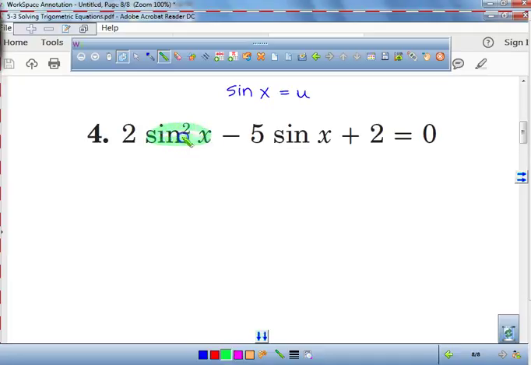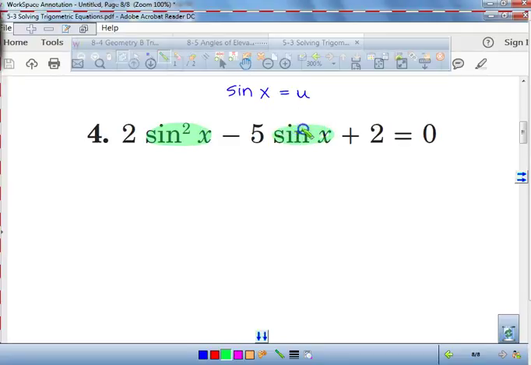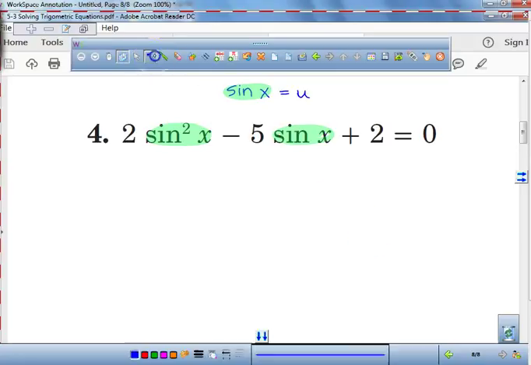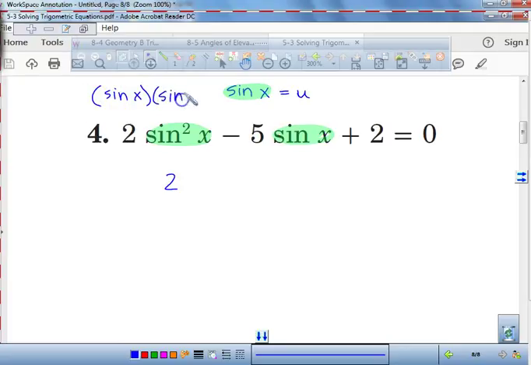I'm going to highlight that. I'm going to highlight this. And wherever I see this, what am I going to replace it with? U. By the way, just in case you don't know what the sine squared of x is, it's the sine of x times the sine of x. So what would a u times a u be? U squared. There you go. And I wonder what I'm going to replace the sine of x with.